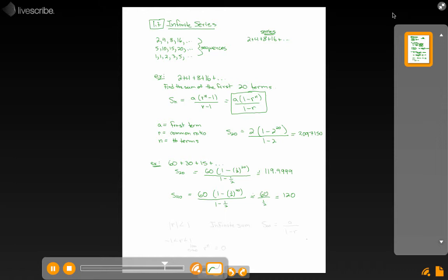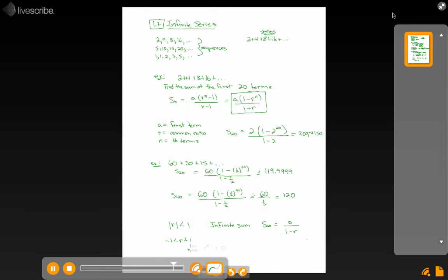And in fact, it turns out that you can find what's called an infinite sum, the sum of infinitely many terms in this series, as long as your common ratio is between -1 and 1. The infinite sum is equal to, and I'll call it S infinity, A over 1 minus R.